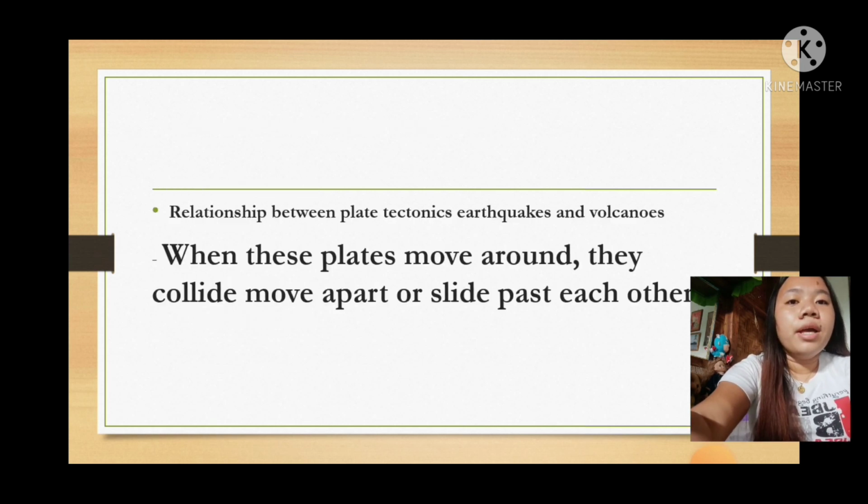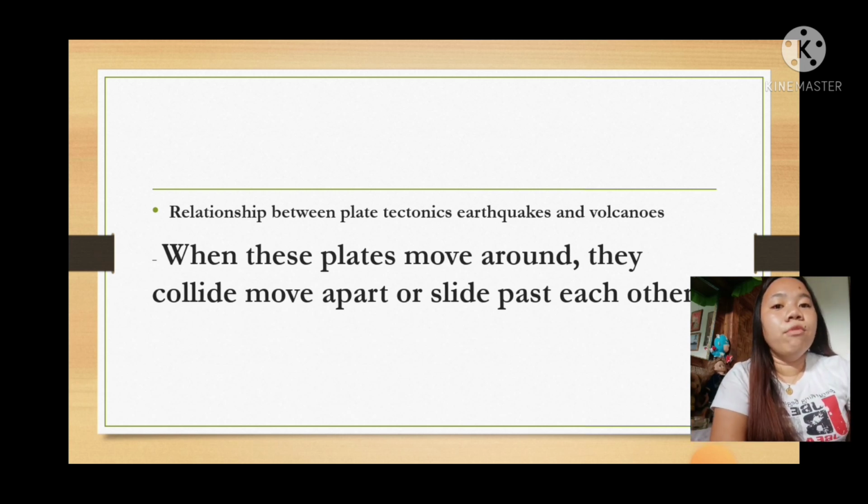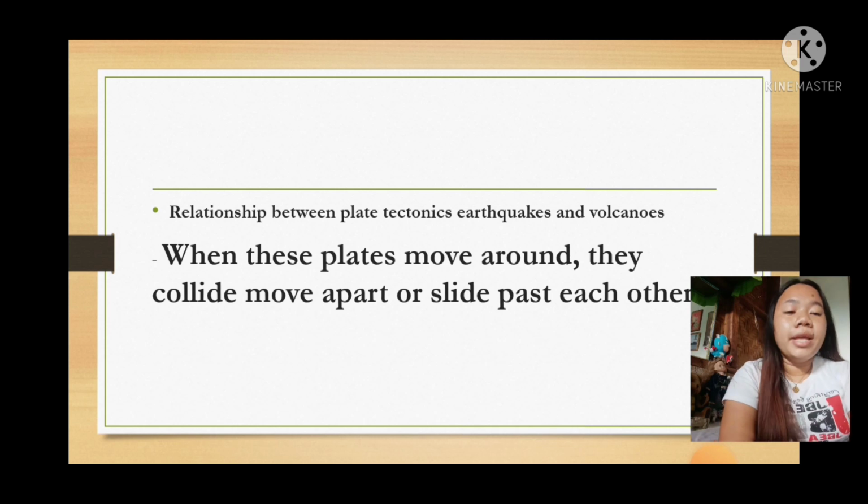So, we have the relationship between plate tectonics, earthquakes, and volcanoes. When these plates move around, they collide, move apart, or slide past each other. The movement of these plates can cause vibrations known as earthquakes and can create conditions that cause volcanoes to form, and earthquake epicenters are related to tectonic plate boundaries.